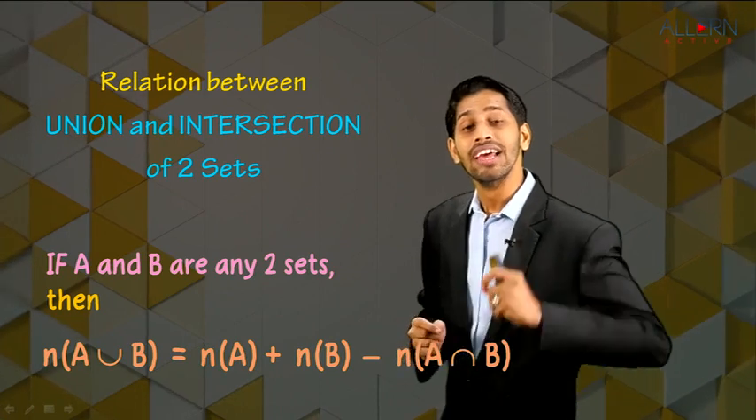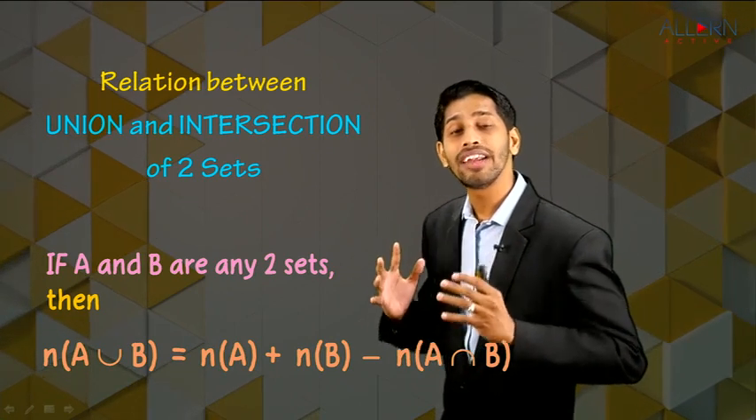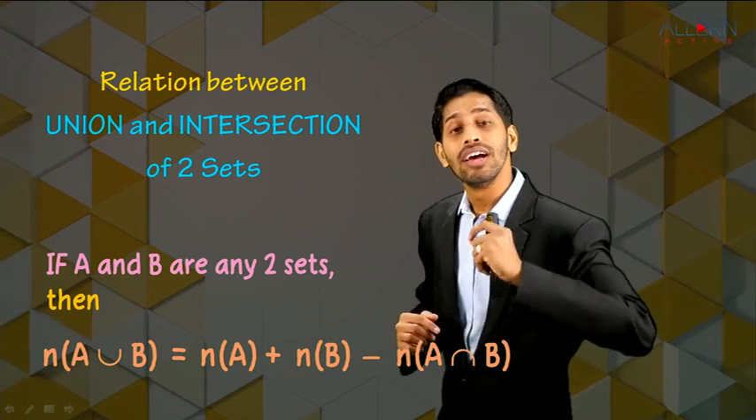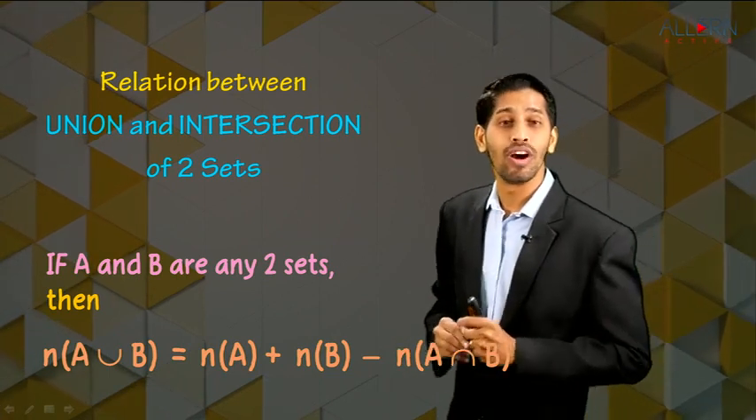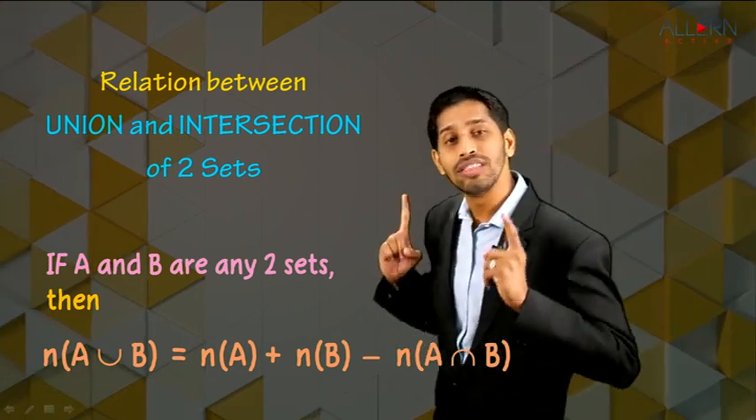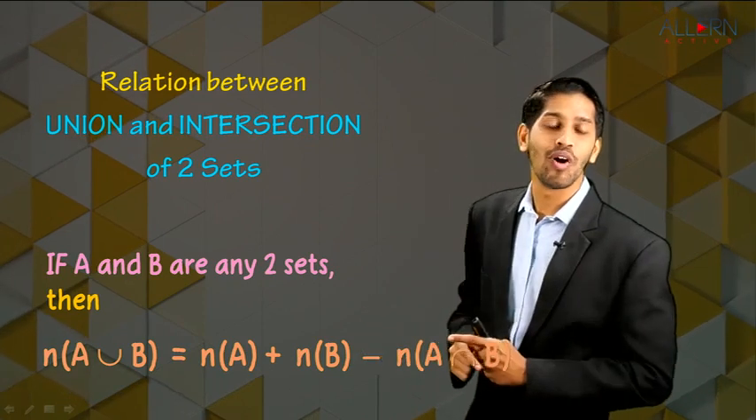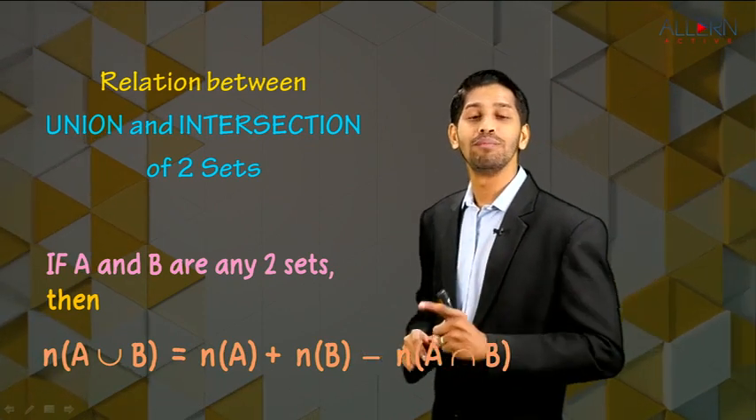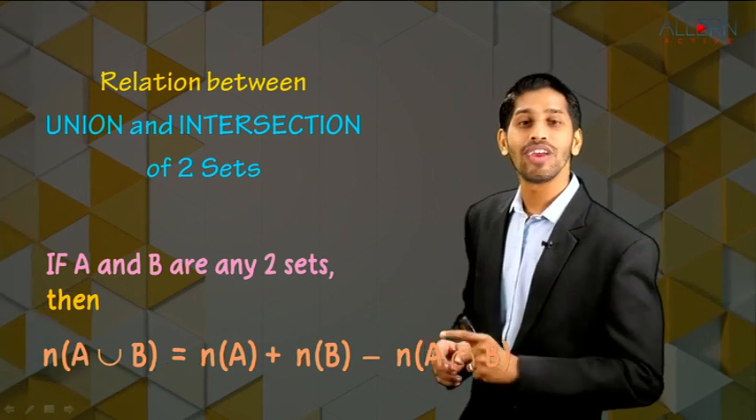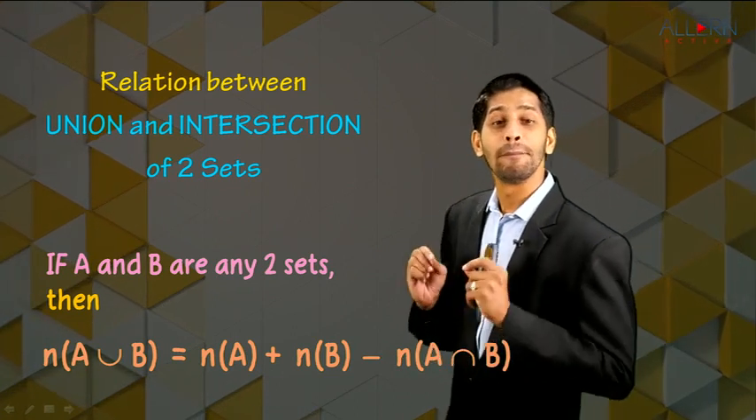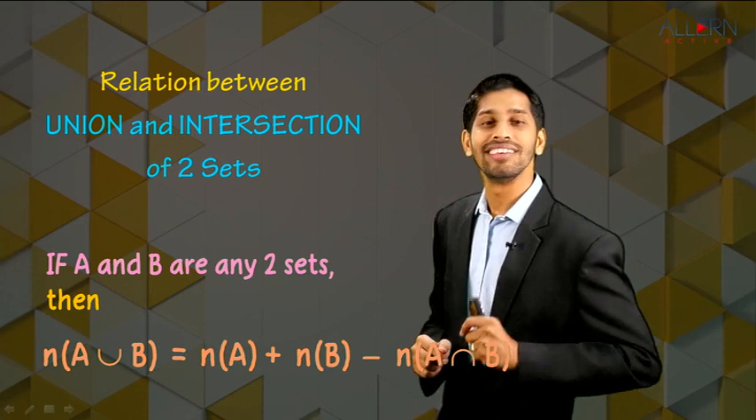So child, this formula we need to learn by heart properly, because the next sums which we are going to solve, all the sums are based on this formula. So once again, the formula is n of A union B is equal to n of A plus n of B minus n of A intersection B.